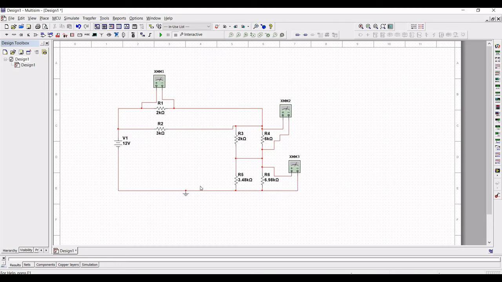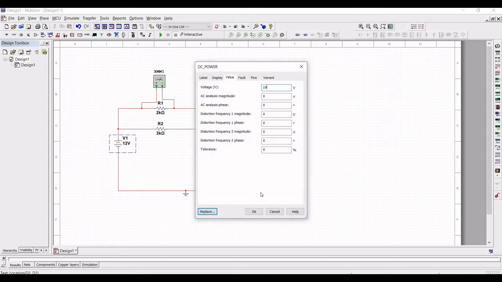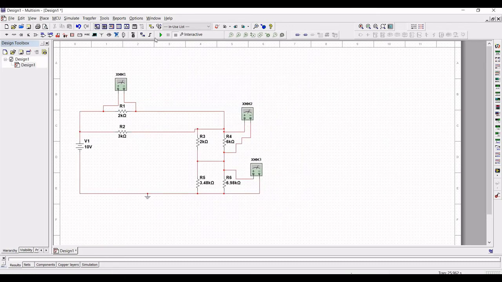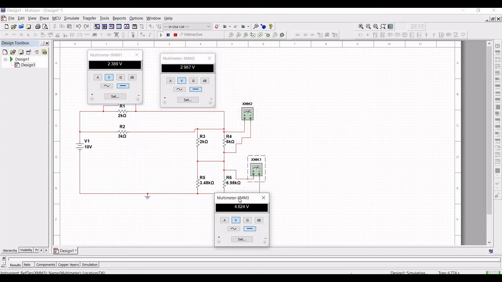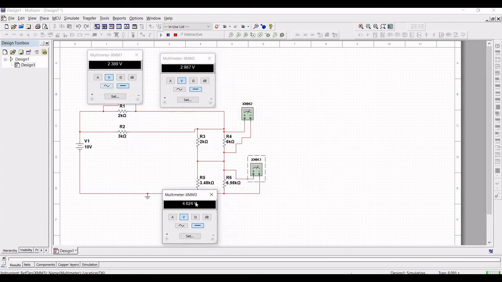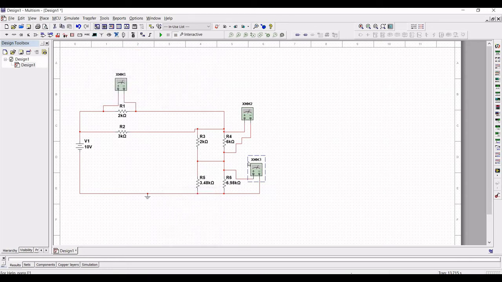Now double click on voltage source V1 and define the voltage as 10 volt and click OK. Now run this particular simulation. Now double click on multimeter 1, multimeter 2 and multimeter 3. We can see the voltage across the resistor R1, R4 and R6. Now let us do the equivalent circuit of this design.